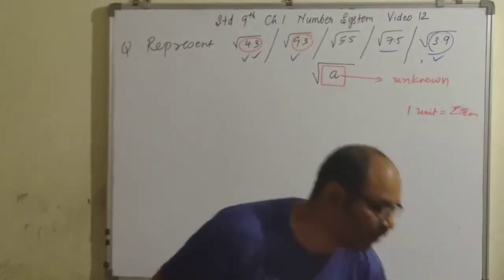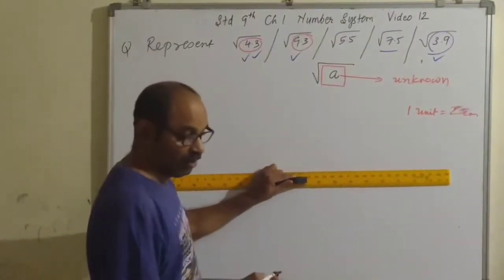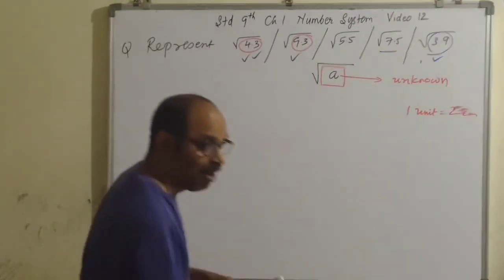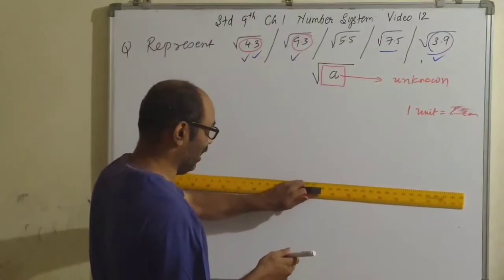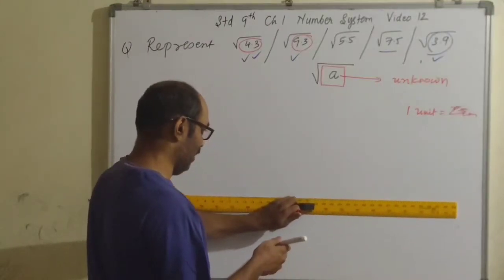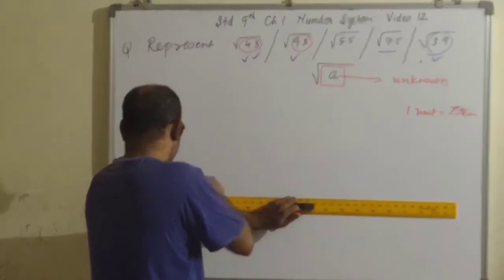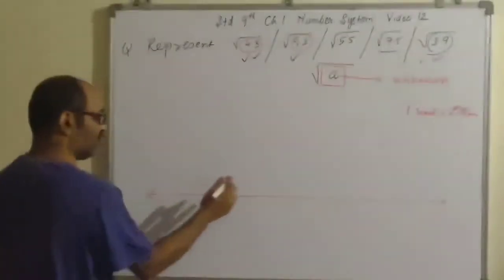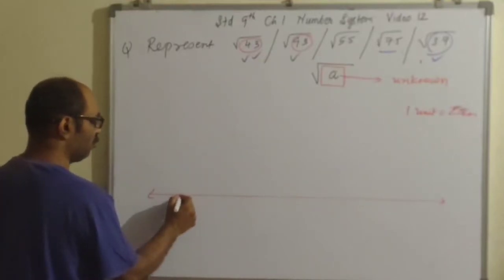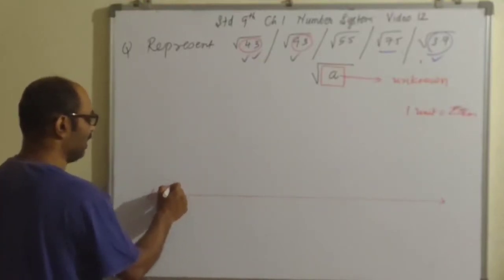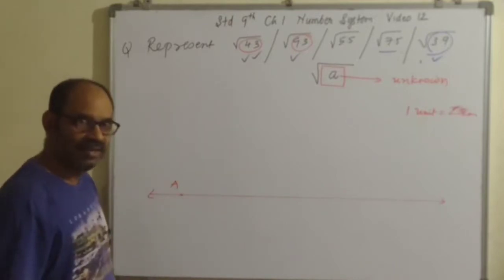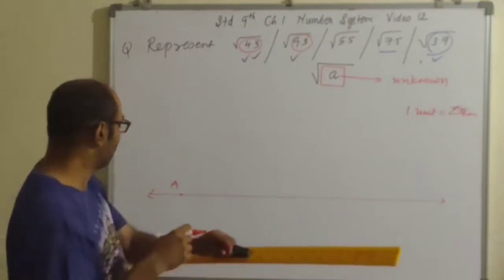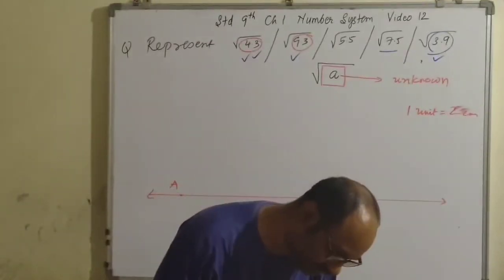I am drawing a line segment. But for drawing a line segment, just see children, I am not simply drawing a line segment, I am drawing a line actually. Here, on the extreme left side, I am choosing one point and calling it A. And then I am taking that 6 centimeter.